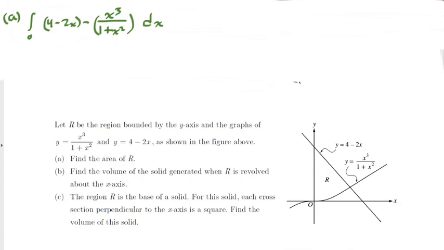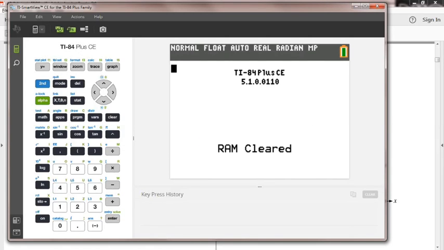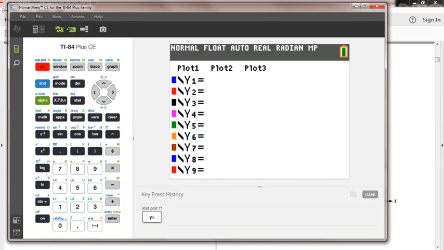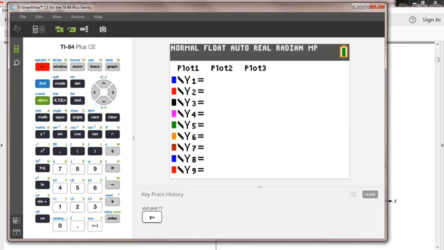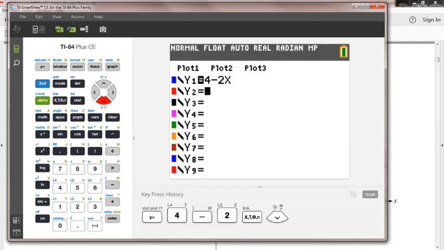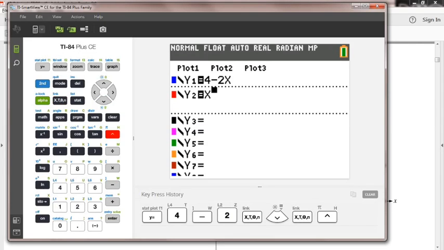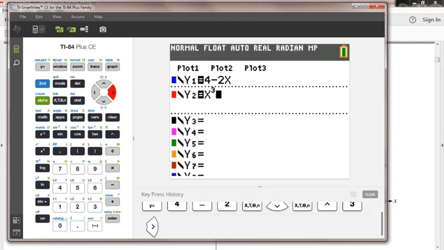So we go to our calculator. I cleared it. Go to the y equals window. We'll plug in our 2 functions. We have 4 minus 2x. That's one of them. So I'm going to put in 4 minus 2x, and then I'm going to go down to enter another one. The other one is x raised to the third, I'm going to get out of the exponent, divided by, and I'm going to need parentheses on this one because there's addition. We have 1 plus x squared.